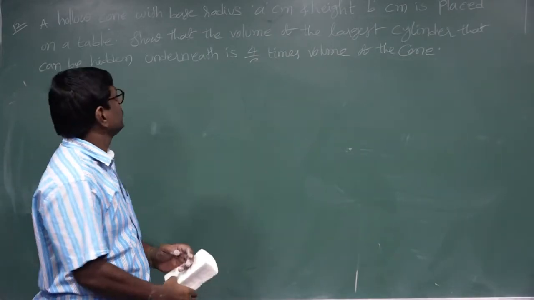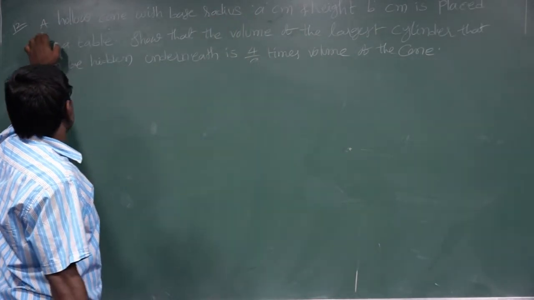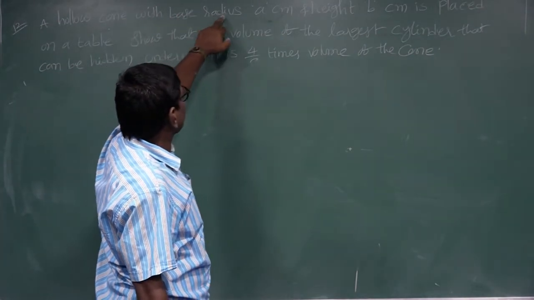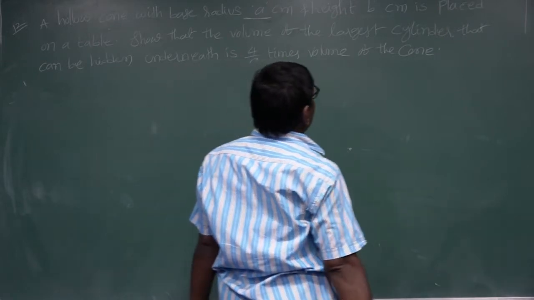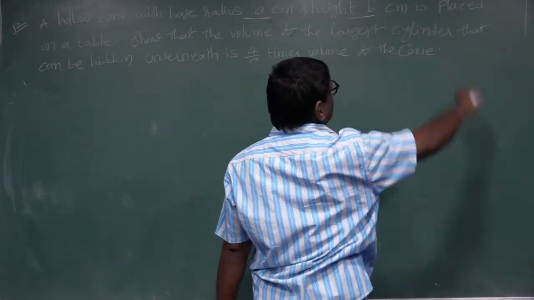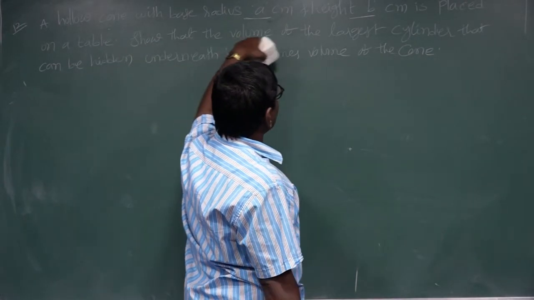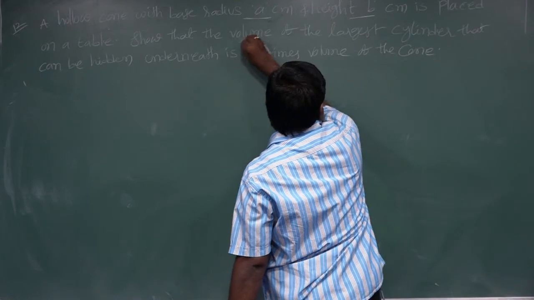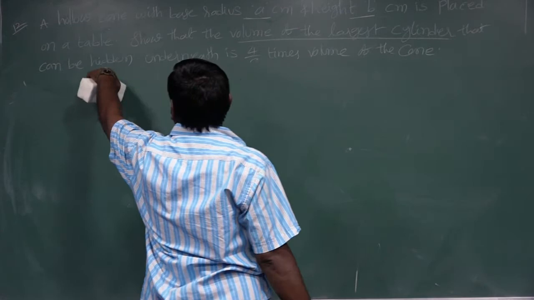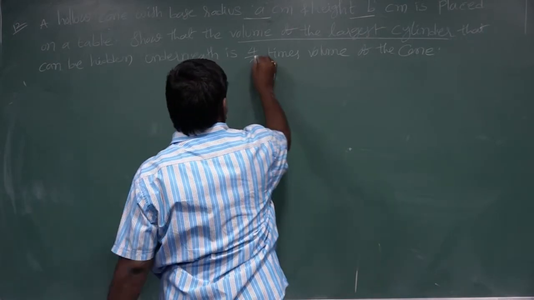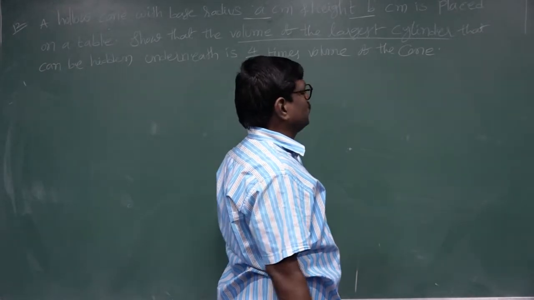Dear students, this is exercise 7.8, last problem 12. A right circular cone whose base radius is A units and height is B centimeters is placed on a table. Show that the volume of the largest cylinder that can be hidden under the cone is 4/9 times the volume of the cone.